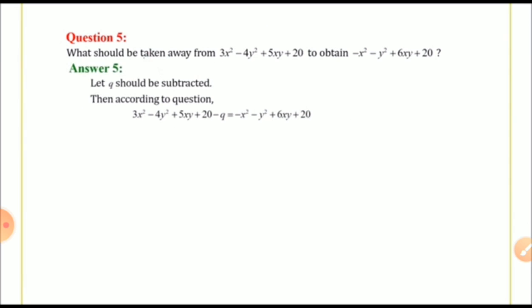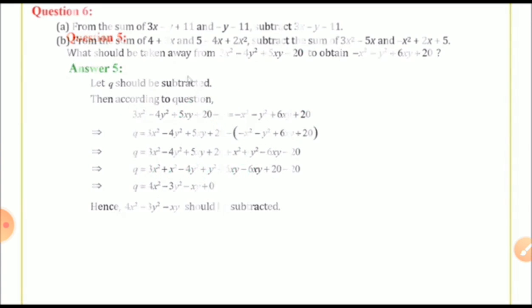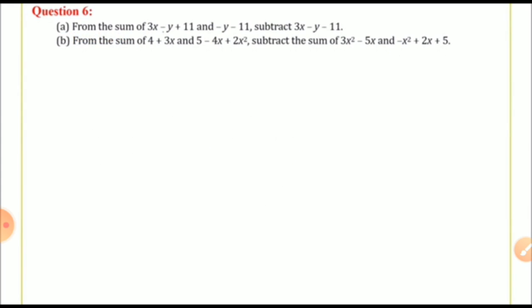Question number 5. What should be taken away from 3x square minus 4y square plus 5xy plus 20 to obtain minus x square minus y square plus 6xy plus 20? Let q be what should be subtracted. We have to subtract q from it. When we subtract q and send it to the other side, we change the sign of everything. Clear? Okay.